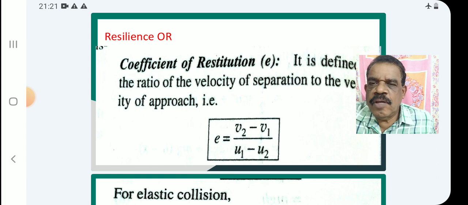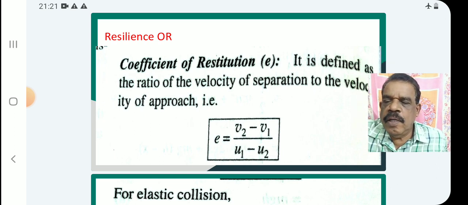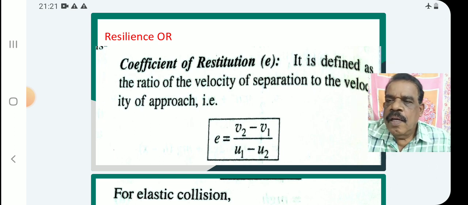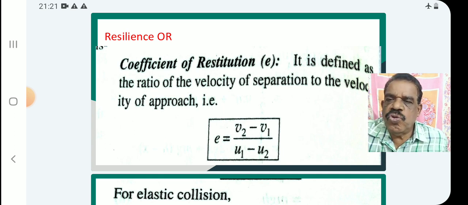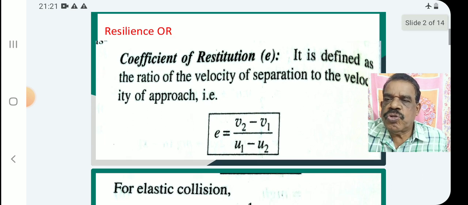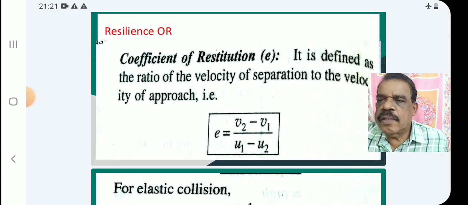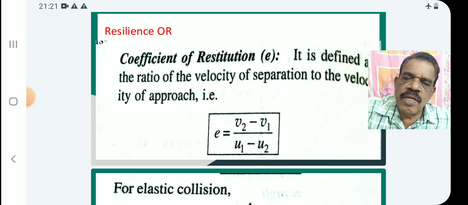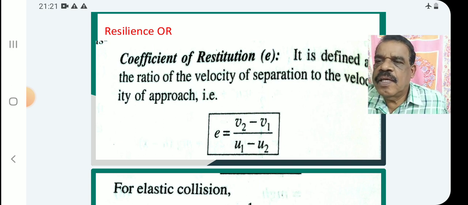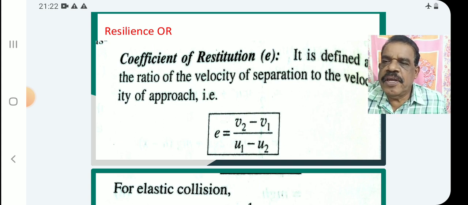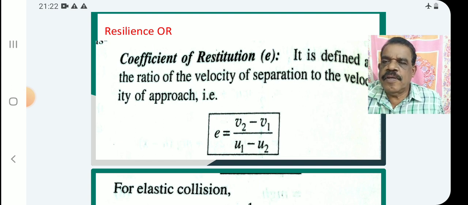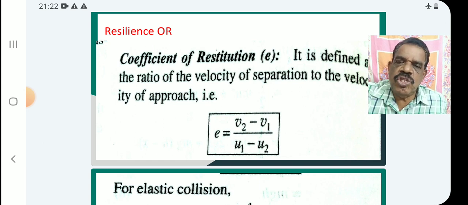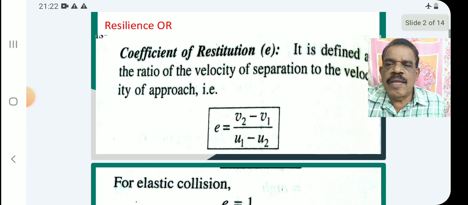Before that, we have to understand a term in collision which is called resilience, or coefficient of restitution. That's a term we use in collision. Resilience is spelled R-E-S-I-L-I-E-N-C-E. The symbol is e. It is an important term.